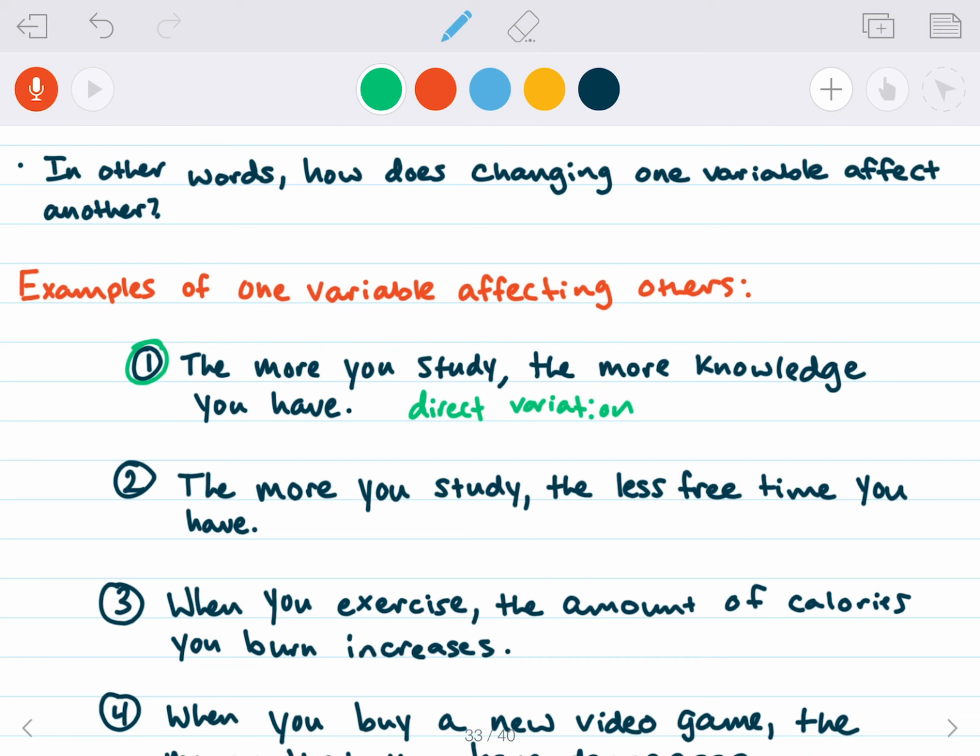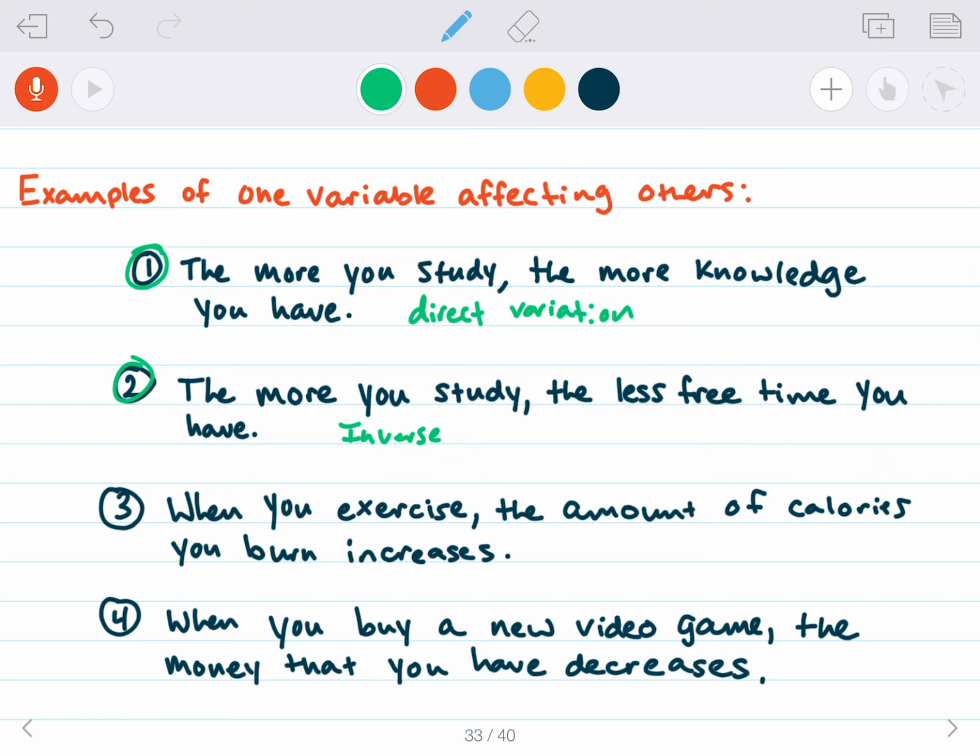Okay. Let's look at the second one. The more you study, the less free time you have. So is this direct or inverse? Well, that's going to be inverse, because as one value goes up, the time that you study, another value goes down, less free time.